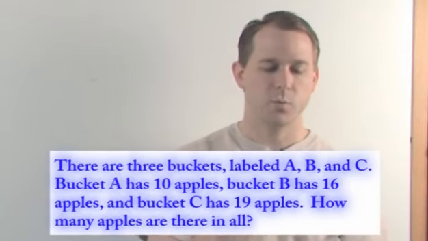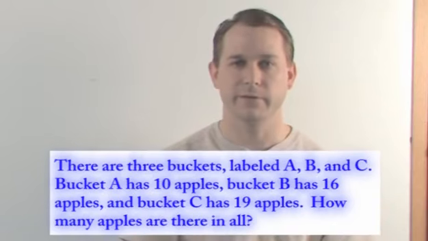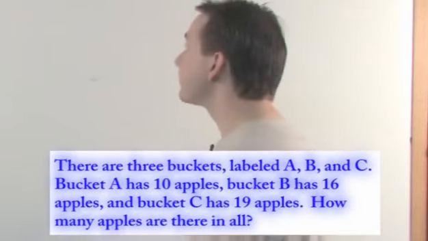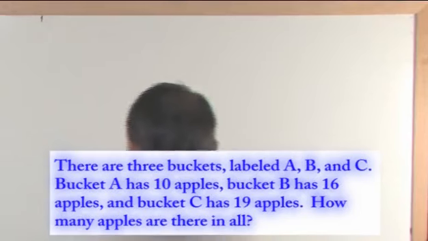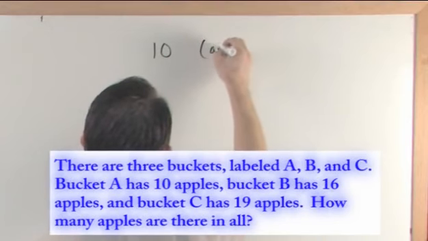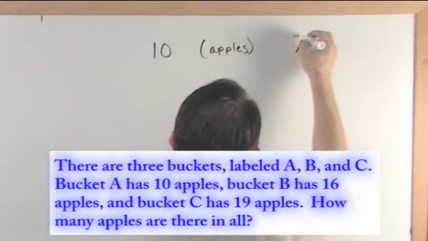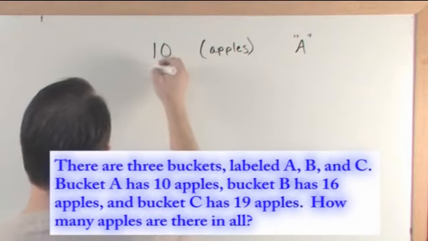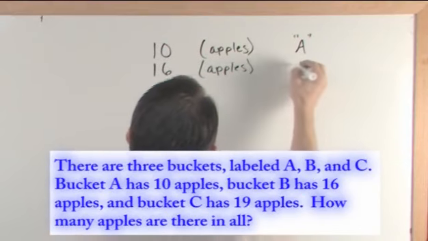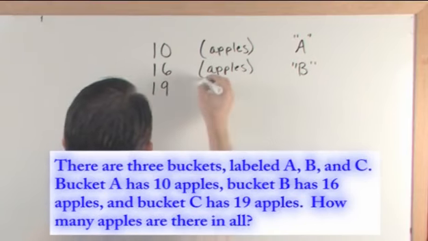So I have 3 buckets. One bucket has 10 apples, one bucket has 16 apples, and one bucket has 19 apples. And I need to find out how many in all, so I must add them all together. So let's do that. Okay, so I have 10 what? 10 apples. Okay, over in one bucket. This is bucket A. Okay, I have 16 what? 16 more apples. And that's in bucket B. Okay, and then I have 19 more apples.